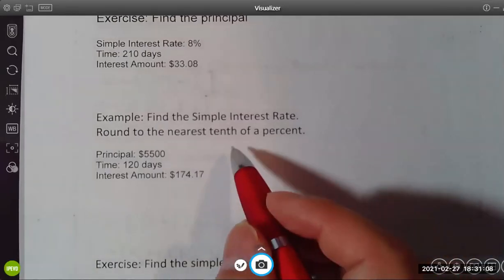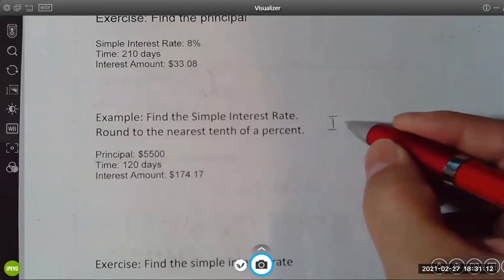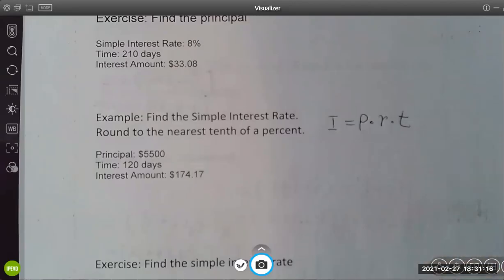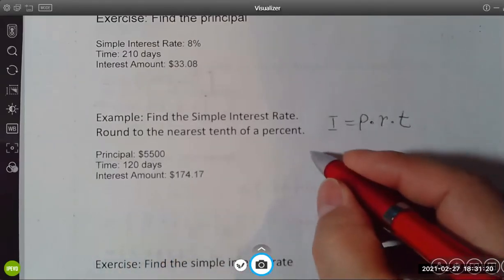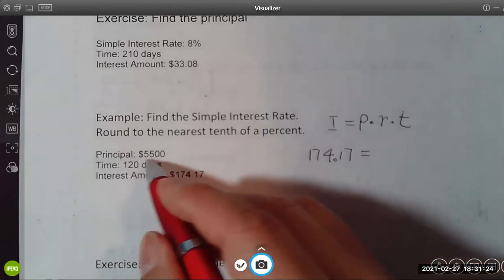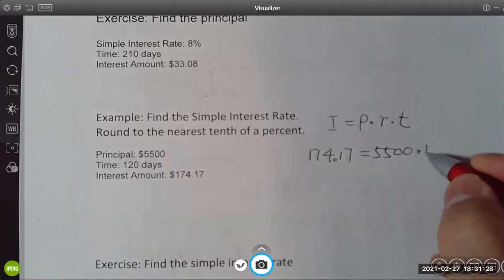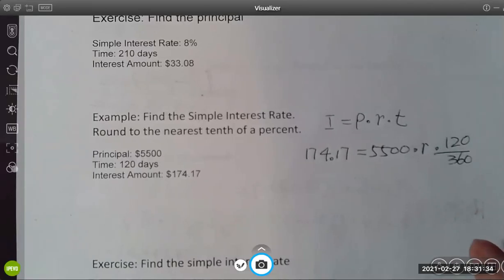Find the simple interest rate. See, I have another question. Simple interest, I equals PRT. This time we're looking for R. So we should be given the other three. Interest amount, 174.17. Principal, 5,500. Times R times T. T is 120 days. Again, divided by 360 to convert it to years.